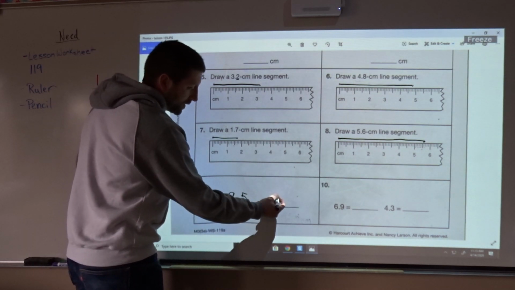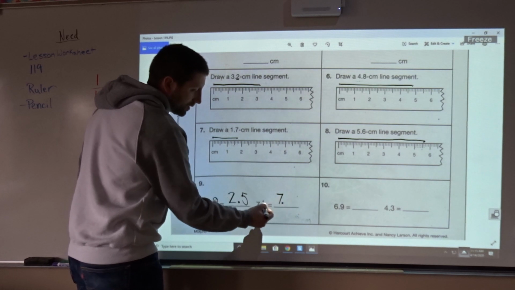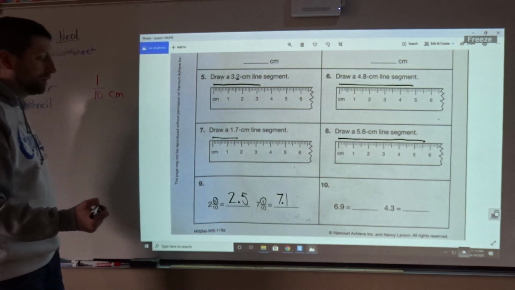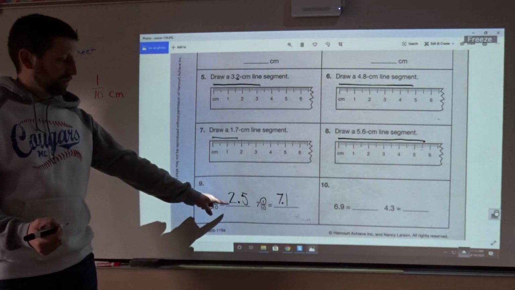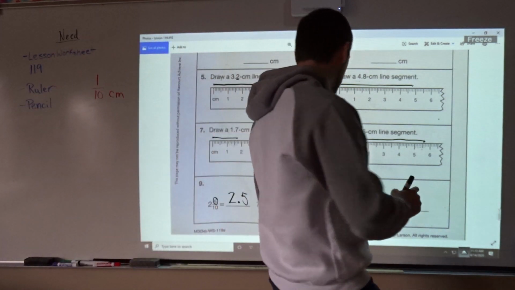7 1/10. 7 decimal point, and then you only have to write the 1. 7 decimal point 1. So 2 5/10 is equal to 2.5. 7 1/10 is equal to 7.1.